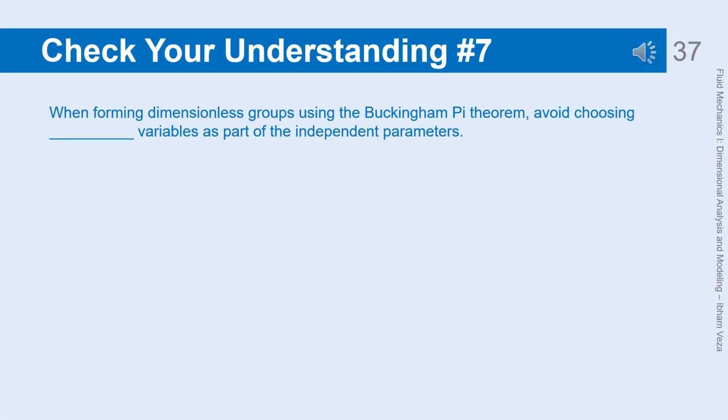Check your understanding number 7. This question tests whether students understand which type of parameter should be avoided when selecting repeating variables. The correct answer emphasizes that dependent parameters must not be used as independent variables in forming pi groups. By answering it, the structure of the Buckingham pi method is reinforced. This problem also prevents a common mistake often made by beginners. This short evaluation serves as an important reminder.